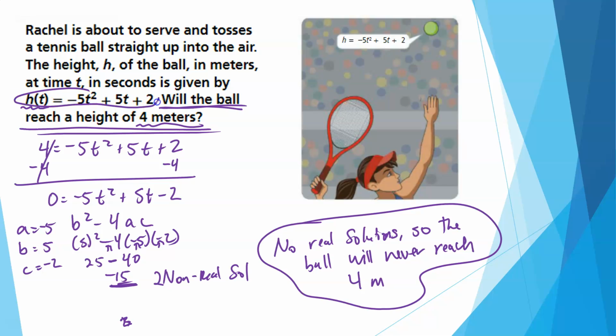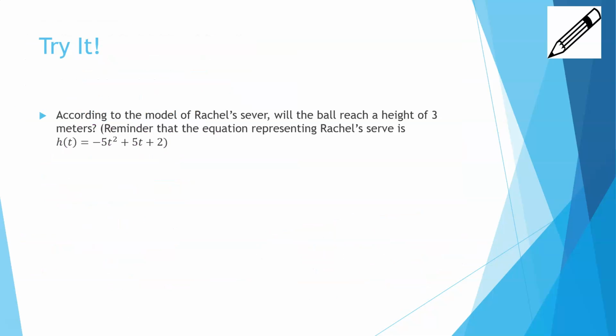We're going to keep using the same example. So we're going to use the same function, but we're going to change what height we're checking. So here's what you're going to try. According to the model of Rachel's serve, will the ball reach a height of 3 meters?